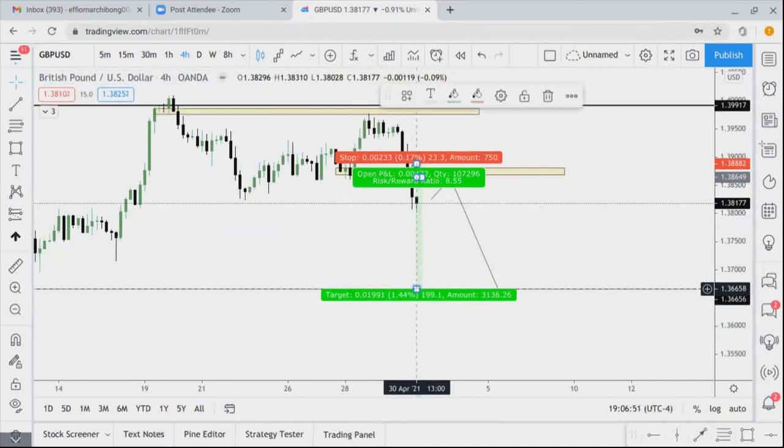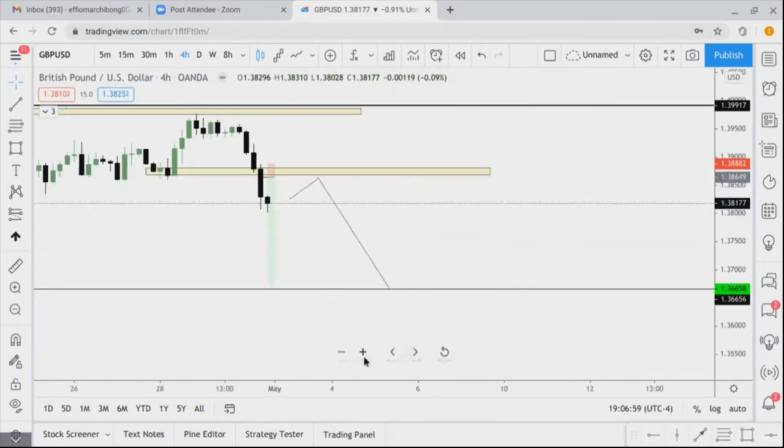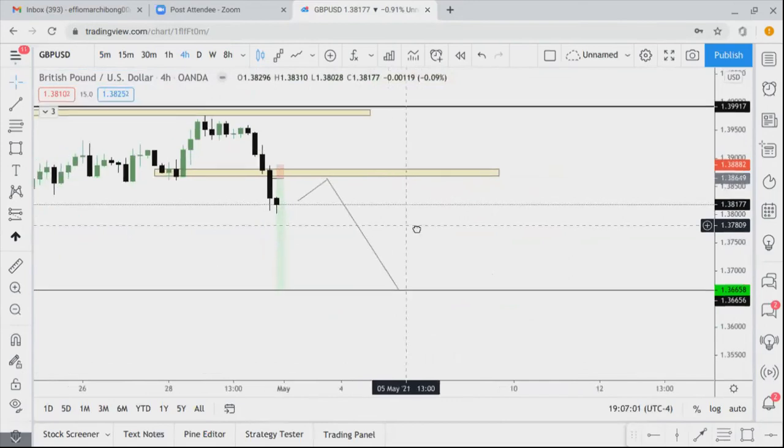This is like a risk reward of 1:8.5. If the market does this, 1:8.5. If this market does this, ladies and gentlemen, I don't know what to say anymore.